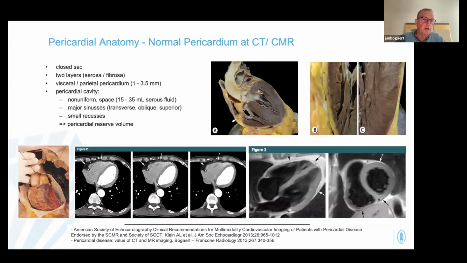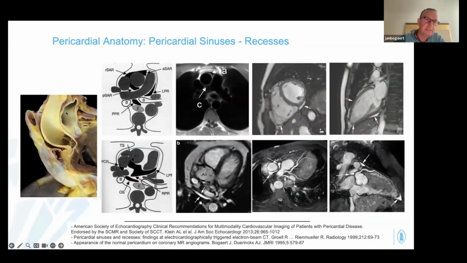I said in normal conditions, the pericardium is hardly visible, and we can't see it when it's surrounded by fat. For instance, on the left lateral part along the left ventricle, often the pericardium is not visible. It consists of a visceral and a parietal pericardium. In normal conditions, there's a tiny amount of pericardial fluid. And besides the main part of the pericardium, we have also some recesses and sinuses. So we have the transverse sinus, and posteriorly, we have the oblique sinus.